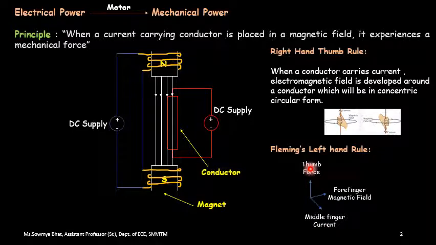So in order to determine the direction of the force, I can make use of the concept of Fleming's left hand rule. Basically, the operating principle of this motor, that is the DC motor, is Faraday's law, which is nothing but: whenever a current carrying conductor is placed in a magnetic field, it experiences a mechanical force which tends to rotate it. So this is the basic principle.